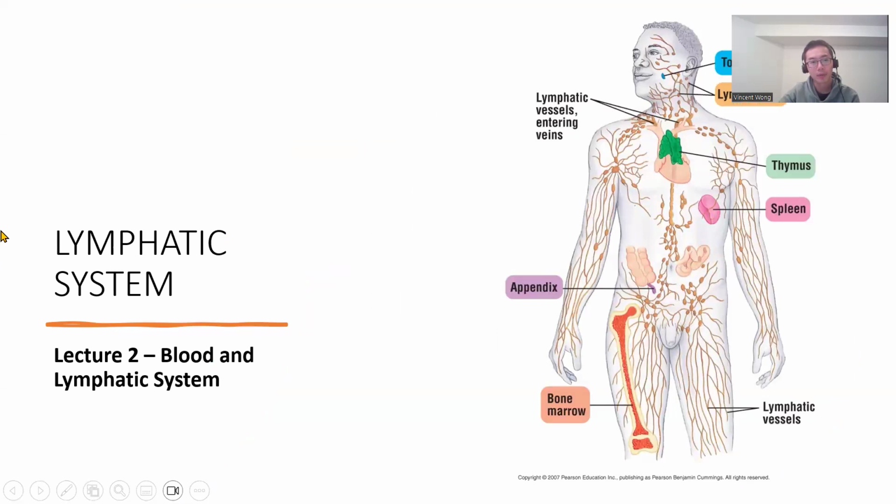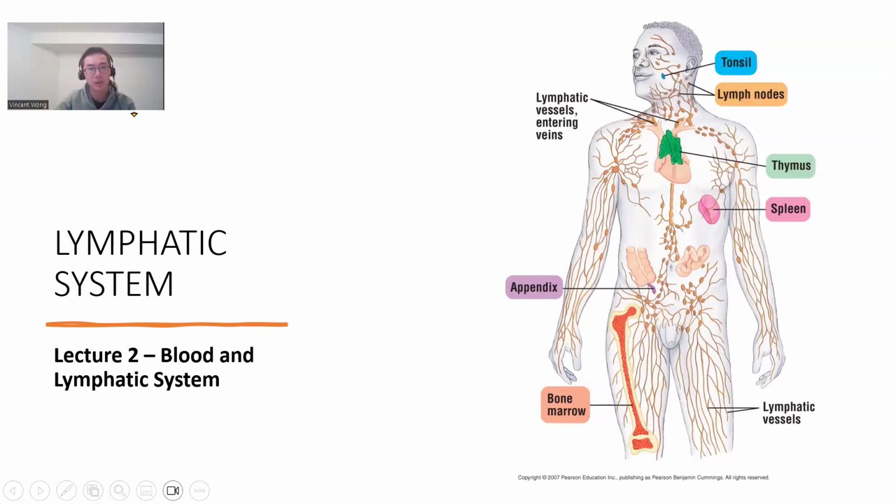So now we're going to move on to the blood and the lymphatic system. The lymphatic system is closely related to the immune system, which is the topic for next week. There are a lot of lymphatic organs around the body, like tonsils, lymph nodes, thymus, and so on. We'll talk about these things later.